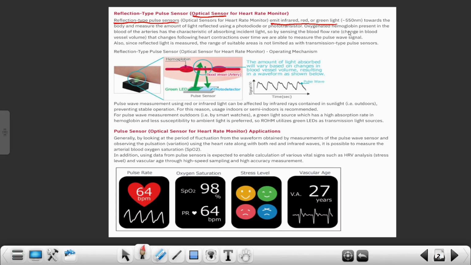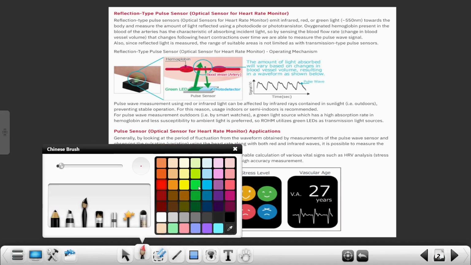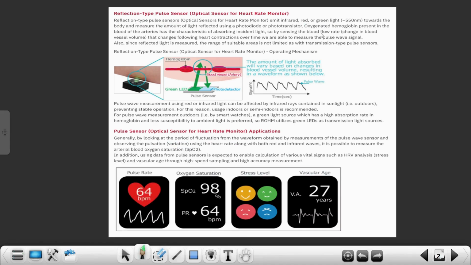Oxygenated hemoglobin present in the blood of arteries has the characteristic of absorbing incident light. So you can clearly see what has been mentioned over here. Let me take a different color to highlight this point. See, oxygenated hemoglobin present in the blood of arteries has the characteristic of absorbing incident light. So by sensing the blood flow rate, that is the change in the blood vessel volume that changes following the heart contraction over time, we are able to measure the pulse wave signal.